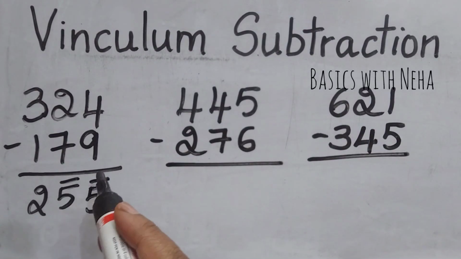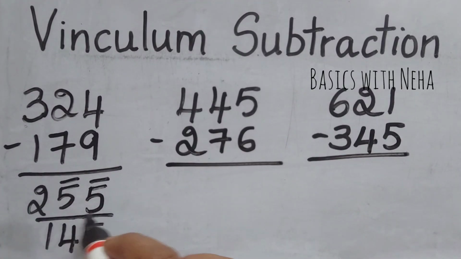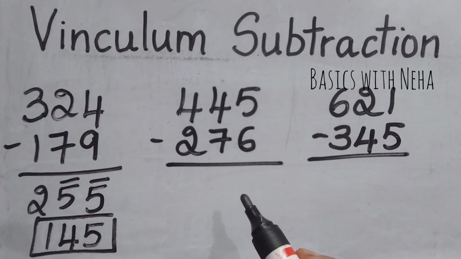Now we have to de-vinculate this number. 10 minus 5 would give me 5. 9 minus 5 would give me 4 and decrease by one number, which is 1. And my final answer is 145.